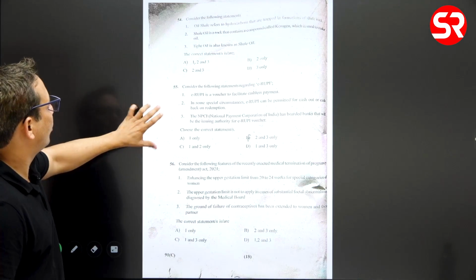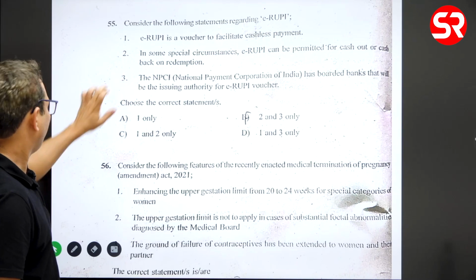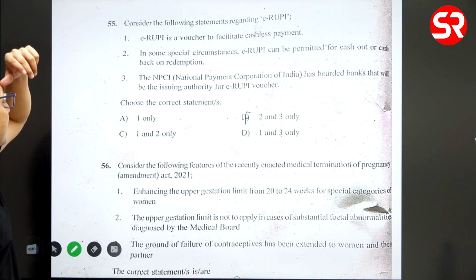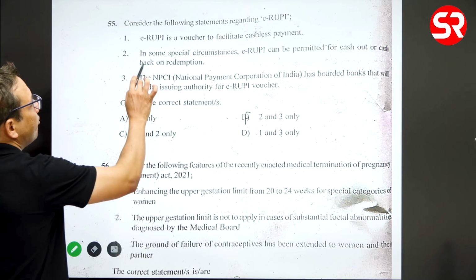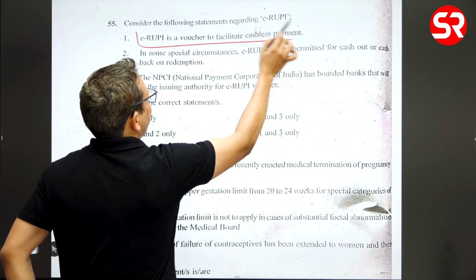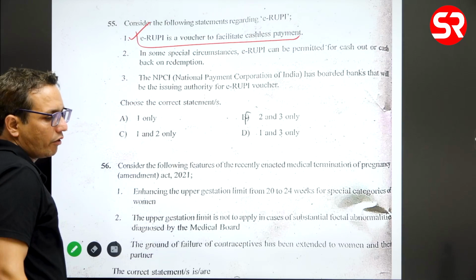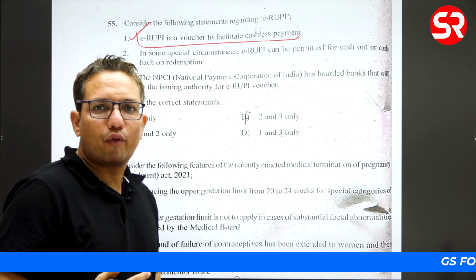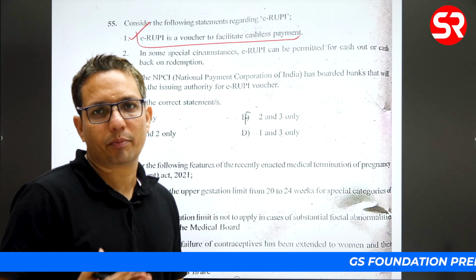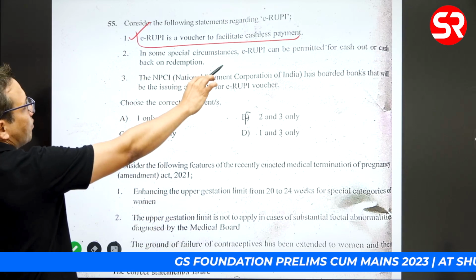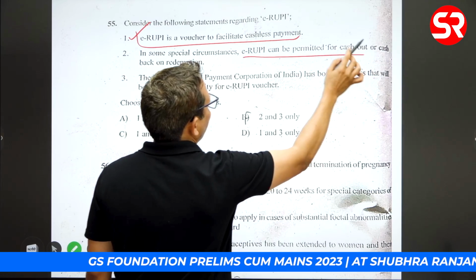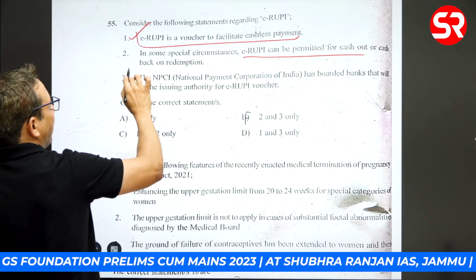Is 55th question. Consider the following statements regarding e-rupee. E-rupee is a voucher to facilitate cashless payment. Yes, it is a voucher. It was brought to make payments for COVID vaccine. That was the main reason why e-rupee was brought. In some special circumstance, e-rupee can be permitted for cash out or cash back on redemption.